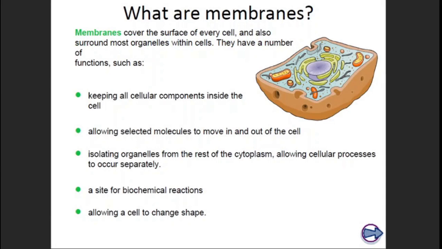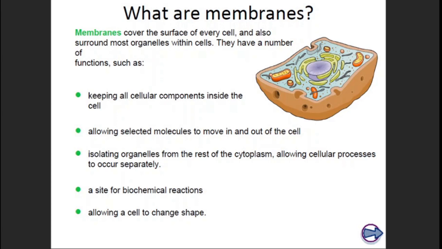Membranes cover the surface of every cell. We call them plasma membranes. These membranes also surround the cellular organelles. They have numerous functions. Some of them are: the plasma membrane keeps the cellular components inside the cell.